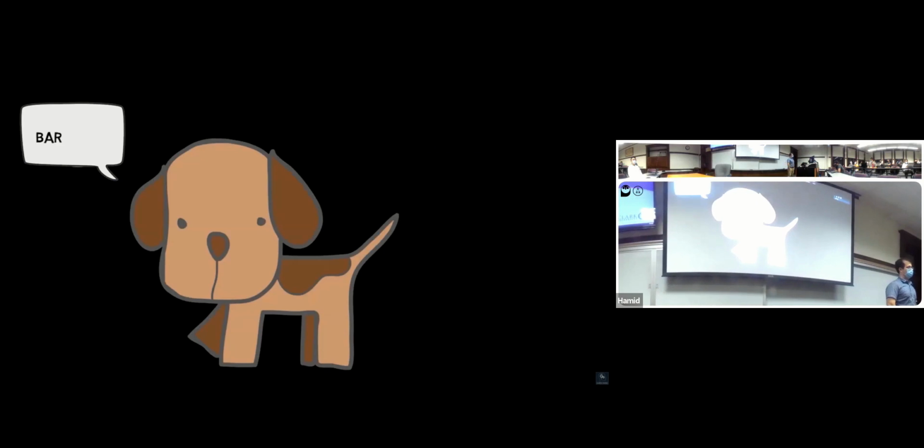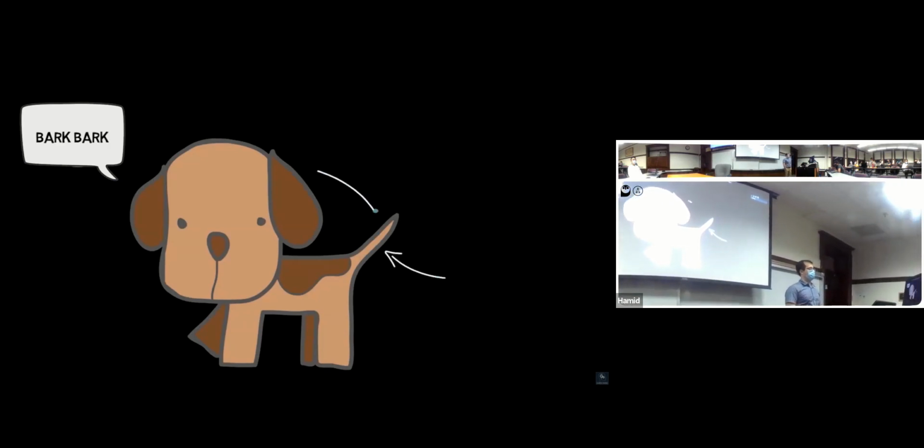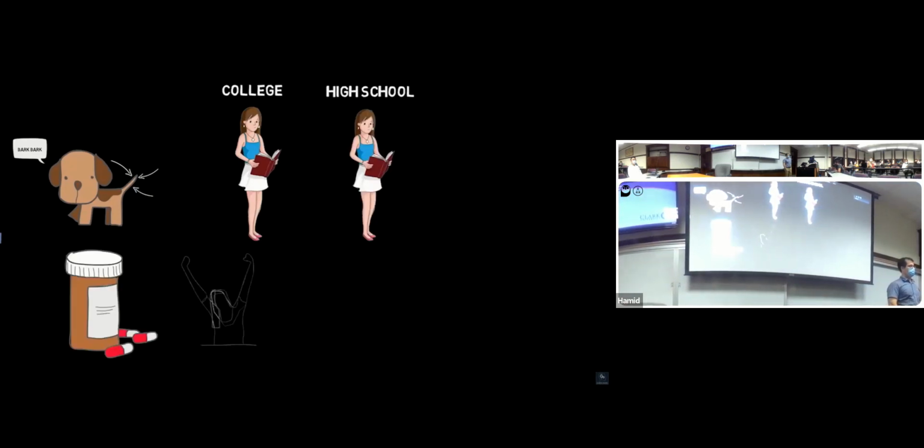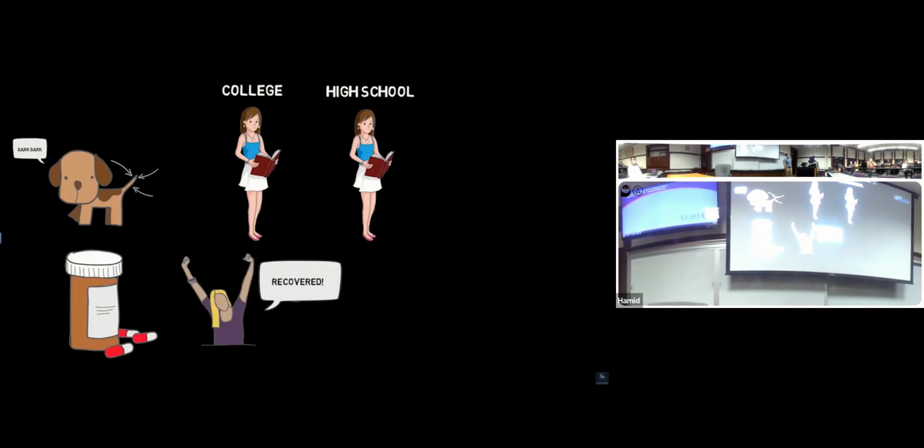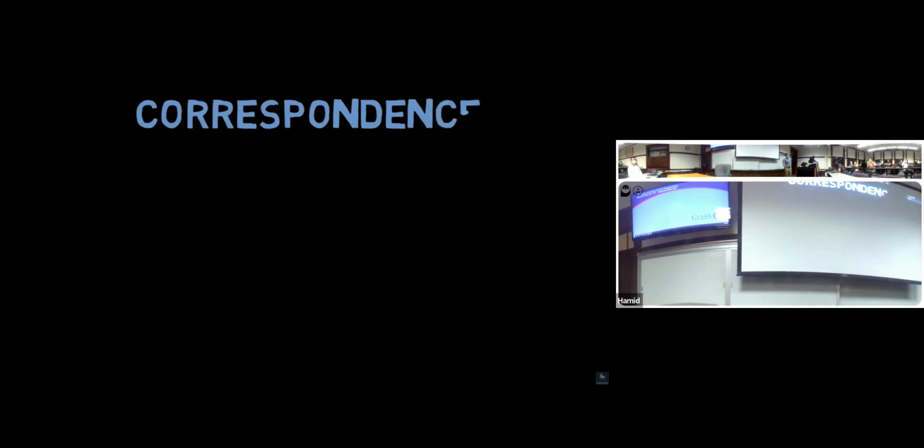First, let's consider some other examples. Fido barks when his tail wags. People with higher grades in college have higher grades in high school. People who take vitamin C recover more quickly from a cold. These are correlations. That is, there's a correspondence between these events.